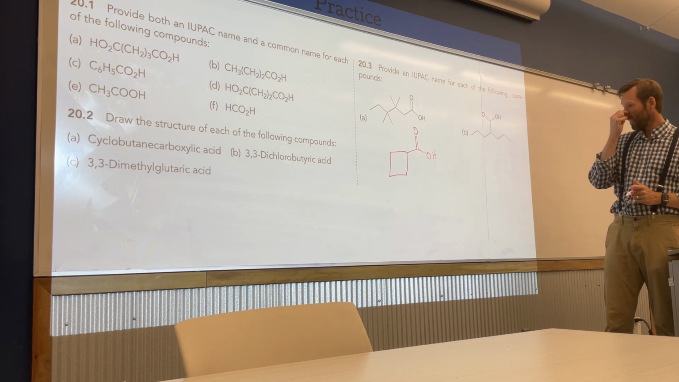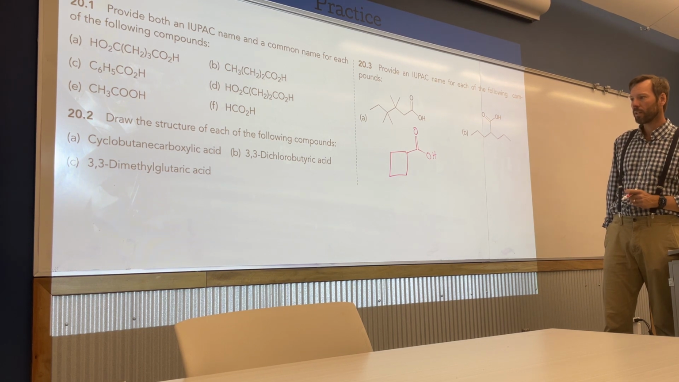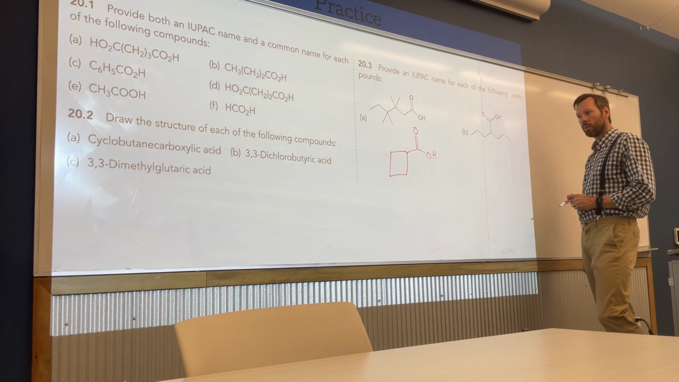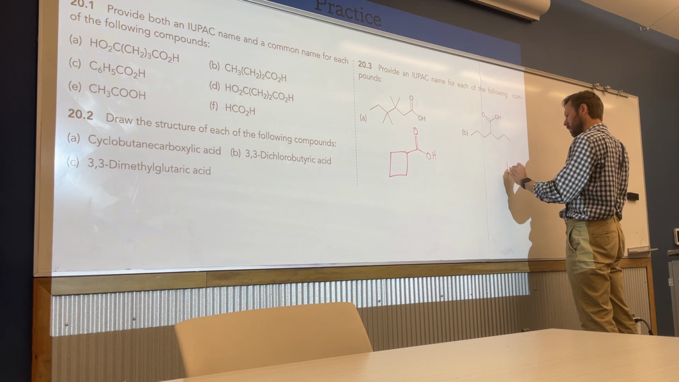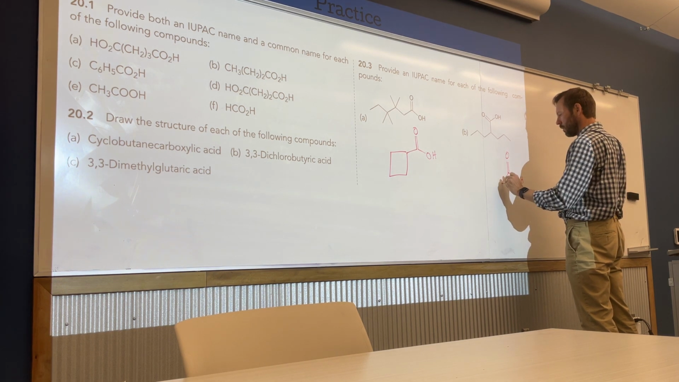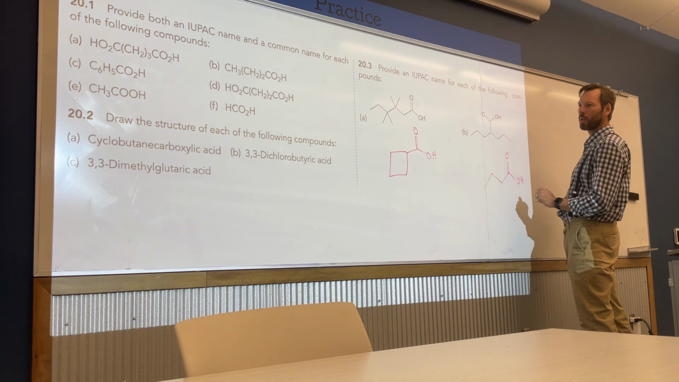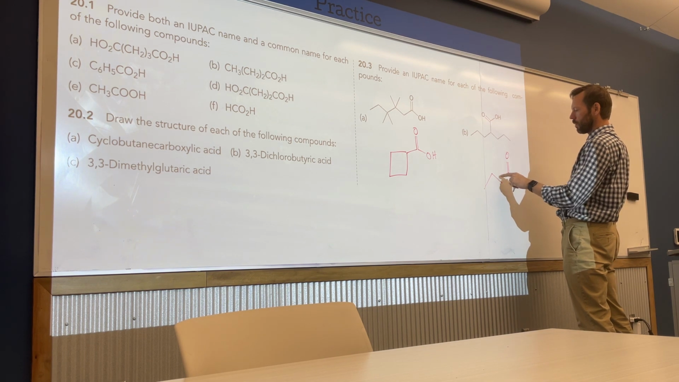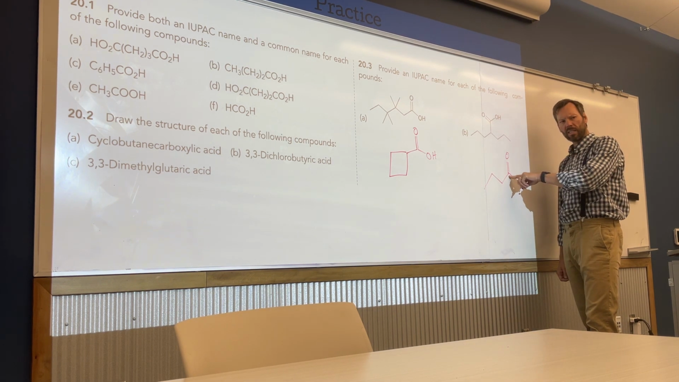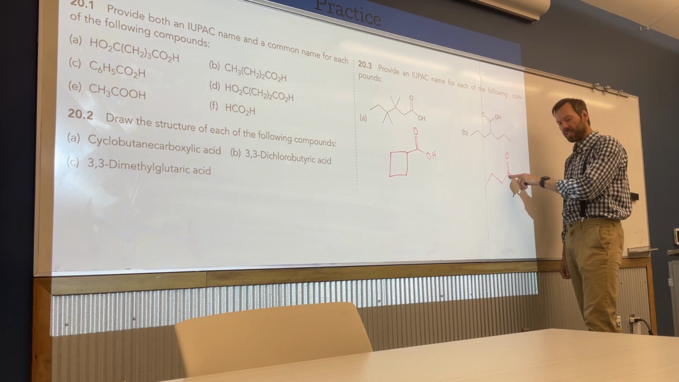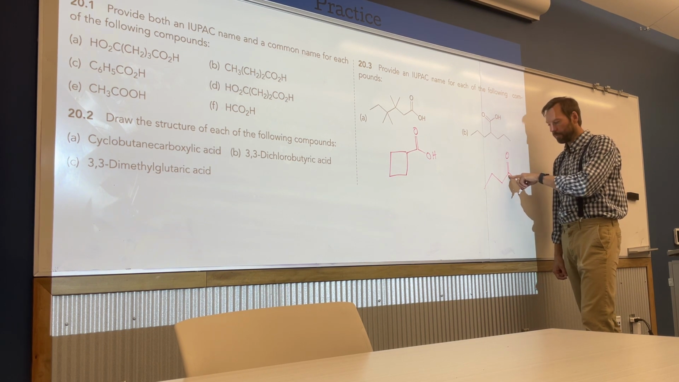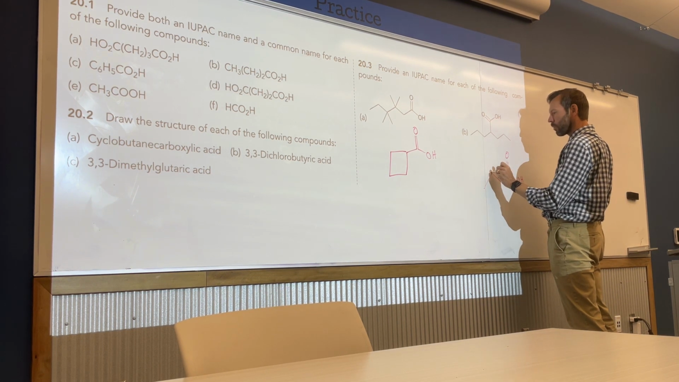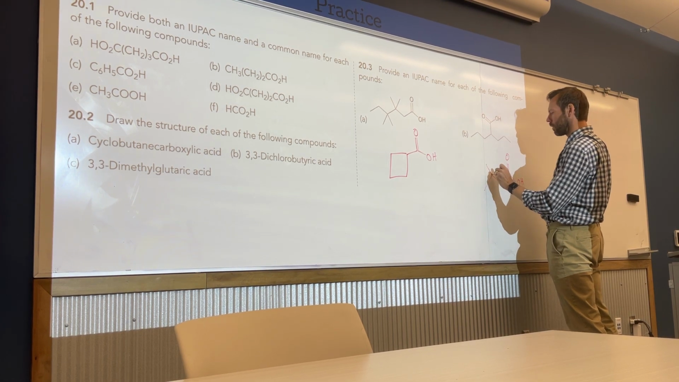B, 3,3-dichlorobutyric acid. So that's 4 carbons, right? 1, 2, 3, 4. And then we have 3, 3. In case I didn't cover this, I think I did with aldehydes and ketones, we always number starting with the carbonyl. So 1, 2, 3, and it's 3,3-dichloro.